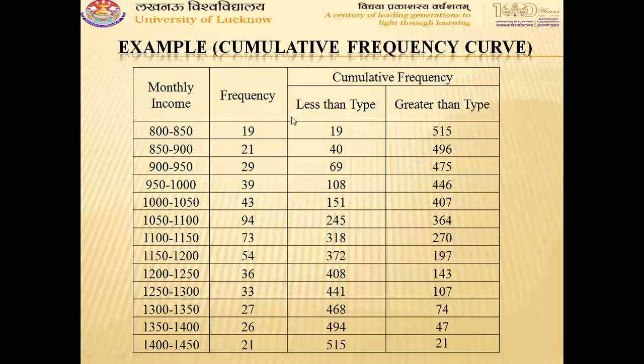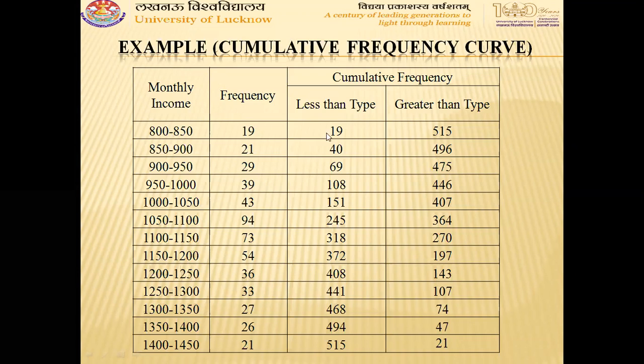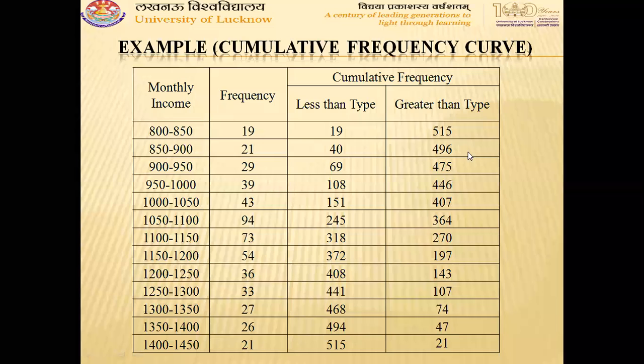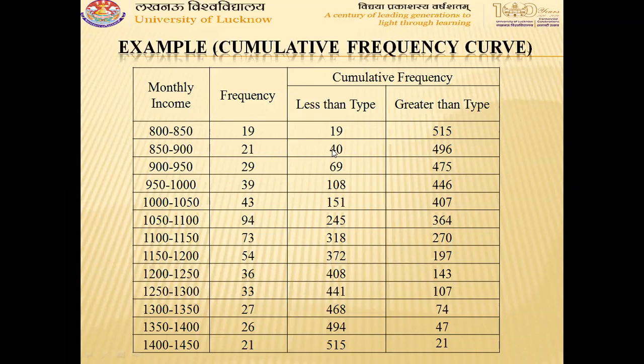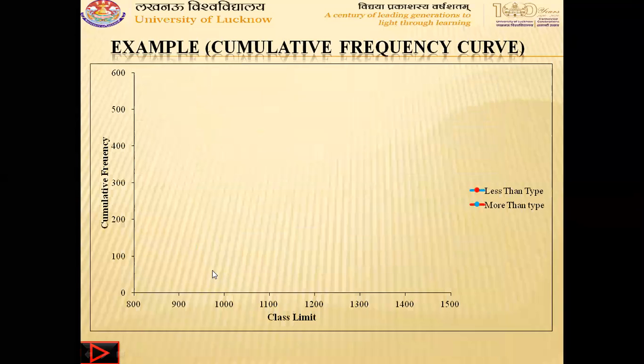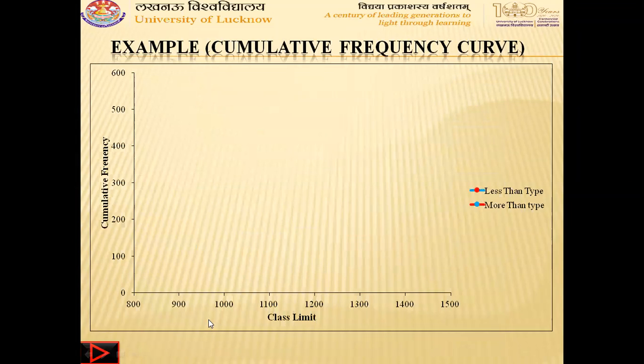So less than type cumulative frequencies are interpreted with respect to upper limits and greater than type with respect to lower limits. The same thing is done while plotting the ogives. That is, 90 is plotted against 850, 40 will be plotted against 900, that is the upper limit of the class interval, and for greater than type cumulative frequency, 515 will be plotted against 800, 496 will be plotted against 850, and so on. So while plotting the cumulative frequency curve, class intervals are taken on the horizontal axis and cumulative frequencies are taken on the vertical axis.